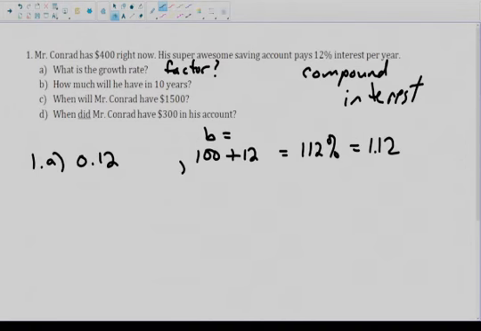How much will Mr. Conrad have in 10 years? Let's set up our equation. Now, this one, we're going to have to talk about the per year and our D value. Okay? We've been seeing a lot of questions recently about half-life where it isn't changing after 1, 2, 3, 4, 5 years. This one is. So if it's per year, what is our D value? It is 1.